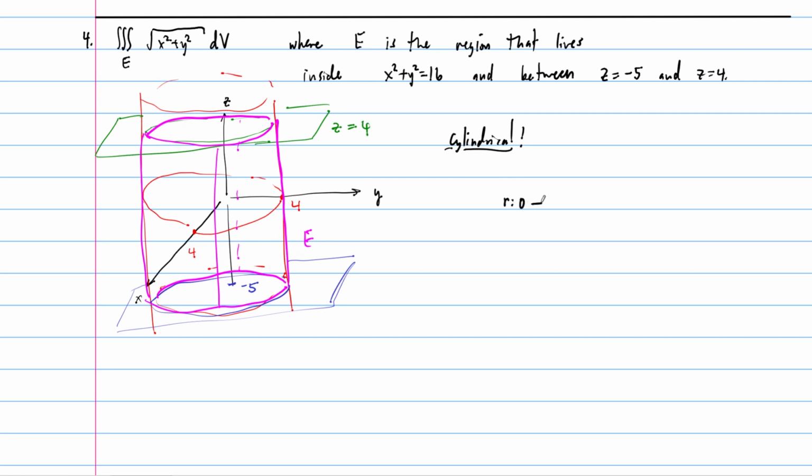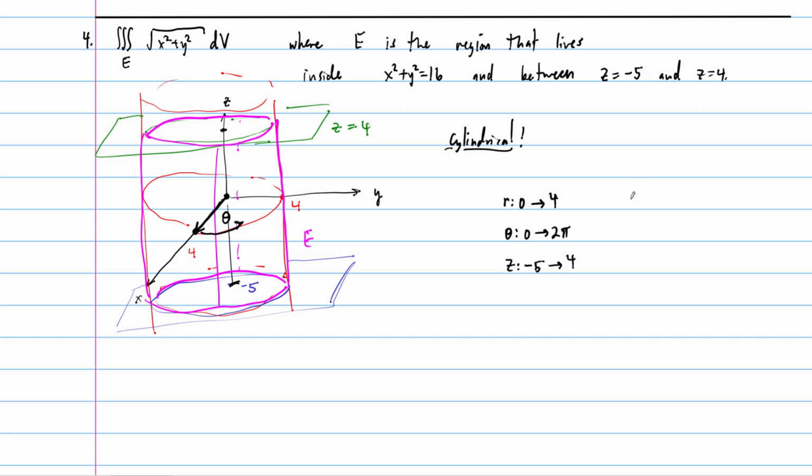So r is going to go from 0 out to 4. It's going to trace out from 0 to 4 this radius, and then I drew it in the wrong direction though. It's going to trace it out this way, right? Trace it out this way, and then we're going to rotate that around by theta, right? And so theta is going to go all the way around. This is the entire cylinder, so from 0 to 2 pi. And then z is going to vary from down here, at -5, all the way up to up here, which is 4. So z just varies from -5 to 4.